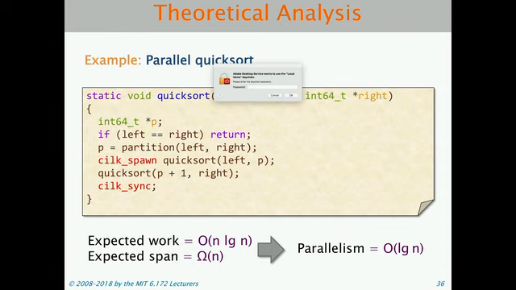And in order to get more parallelism in this algorithm, you have to parallelize this partition function, because right now I'm just executing this sequentially. But you can actually indeed write a parallel partition function that takes linear work and order log n span. And then this would give you an overall span bound of log squared n. And if you take n log n divided by log squared n, that gives you an overall parallelism of n over log n, which is much higher than order log n here.